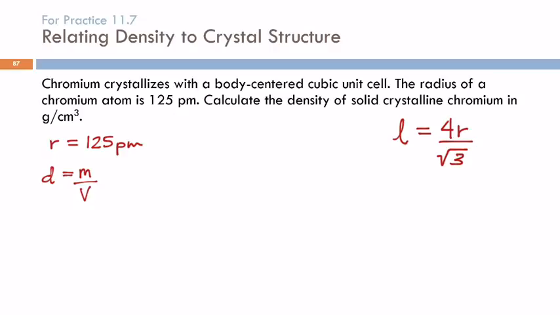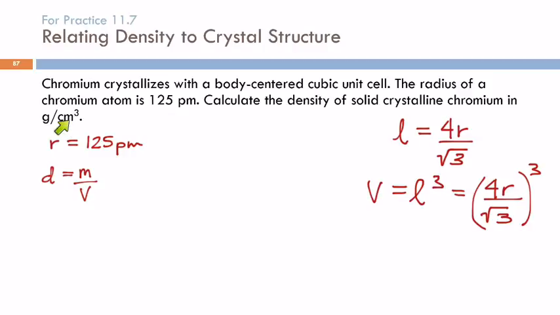So the volume of the cube is going to be L cubed, right? Or 4R over the square root of 3, and that whole thing cubed. What unit do we want for our volume? Cubic centimeters, right? We're given picometers, so it might be easier to convert this before we cube it.